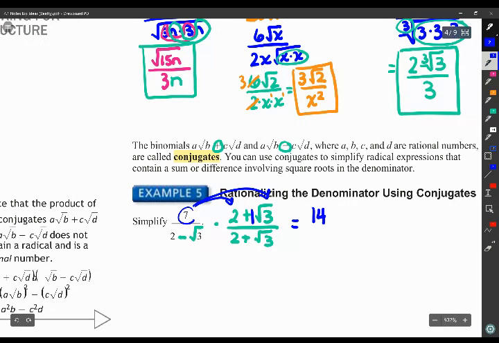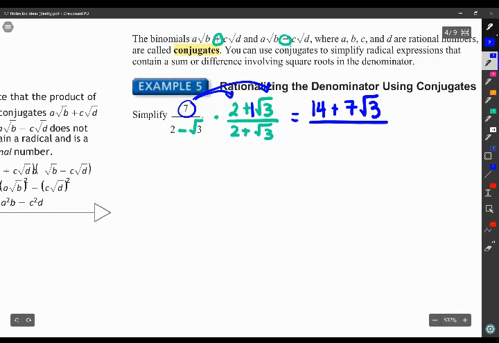So this 7 is on the outside of the radical. So it multiplies with the number on the outside of the radical. So 7 times 1 is 7. And the root 3 is just going to get tagged on next to it. And then on the bottom, we're going to look at that really quick.